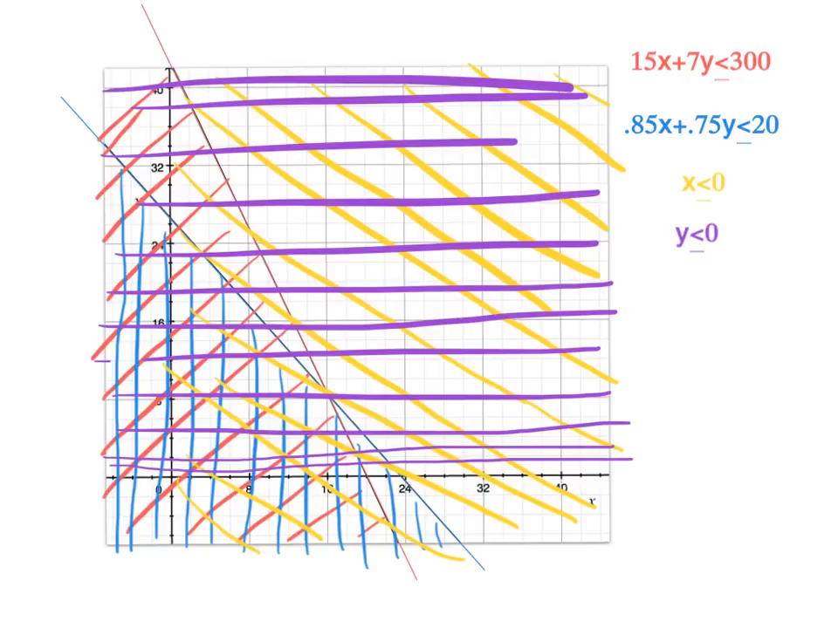Here I have graphed all 4 of the equations, or inequalities, and it looks like a crazy mess. And so we're going to have to go ahead and get rid of the spots that not all 4 colors are in.